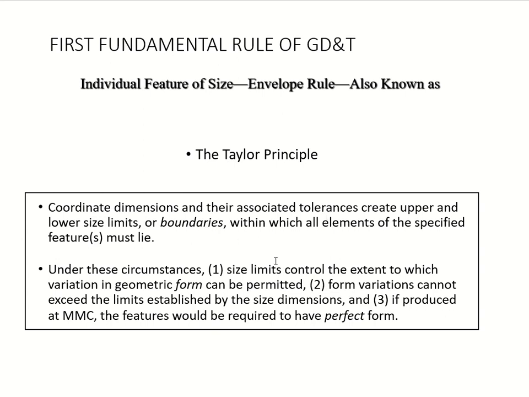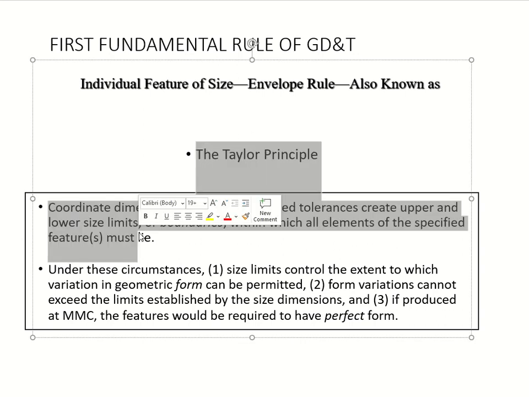So we have your upper and lower size limits. We have boundaries because you have a tolerance. So you have upper, lower to make the range of that tolerance. You have boundaries, the same thing as your limits. And in these boundaries, all of the elements of that feature, yeah, got to be in that tolerance range. That's it. Yeah. So that's your rule. Enveloping meaning all the things got to be in that envelope. Yeah. Don't come out of it. So pretty easy and simple.